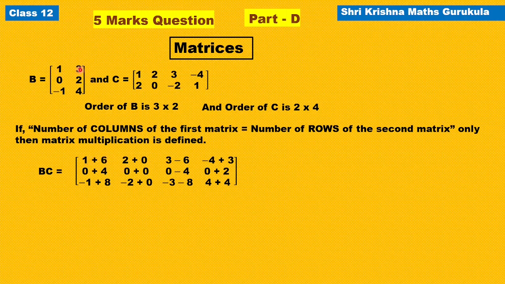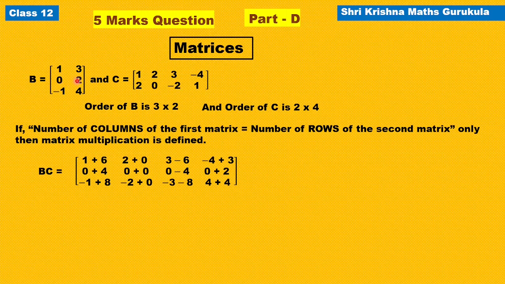Now first row with second column, which gives us 1 into 2, that is 2. Then 3 into 0, 0. So it is 2 plus 0. Now first row, third column, which is 1 into 3. Then 3 into minus 2, which gives us minus 6. So it is 3 minus 6. Now it is first row, fourth column. 1 into minus 4 is minus 4, plus 1 into 3 is plus 3. Now we are done with first row.